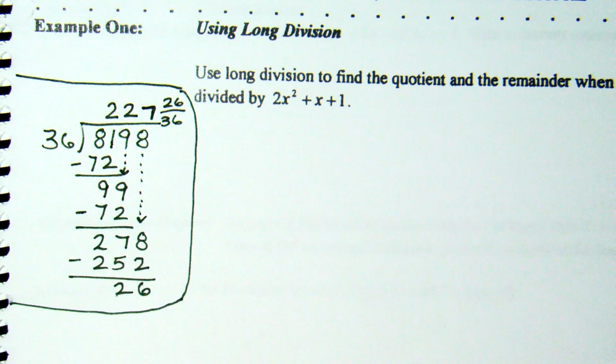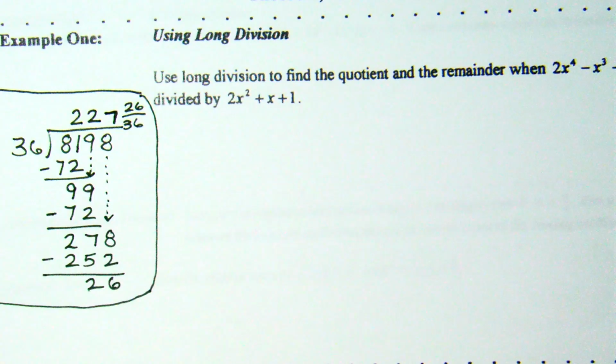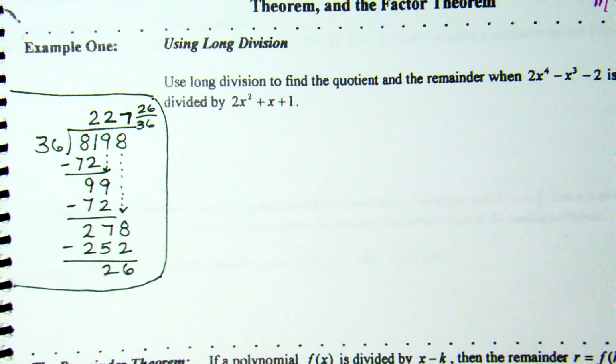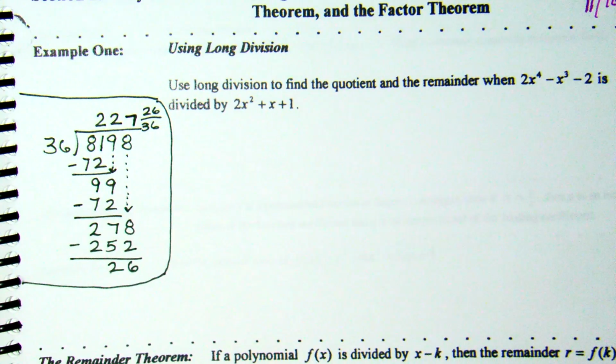Example 1 was: use long division to find the quotient and remainder when 2x to the 4th minus x cubed minus 2 is divided by 2x squared plus x plus 1. Okay, so we've done long division before. Well, I say we did long division in Algebra 2, didn't we? I'm thinking surely we did if I taught synthetic.